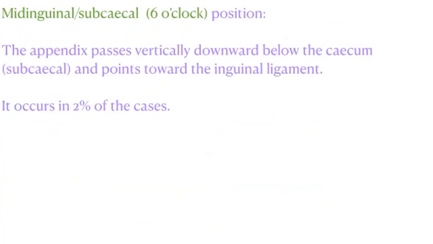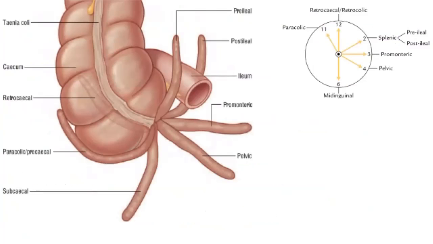Mid-inguinal or subcecal, 6 o'clock. The appendix passes vertically downward below the cecum and points toward the inguinal ligament, right? That is subcecal. You see? So this is ileum. Before the ileum is pre-ileal, behind the ileum is post-ileal, okay? This is retrocecal, that is behind the cecum, right?